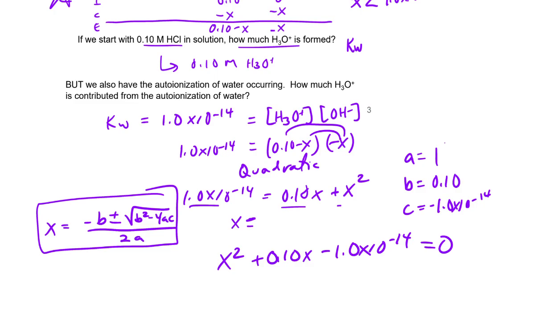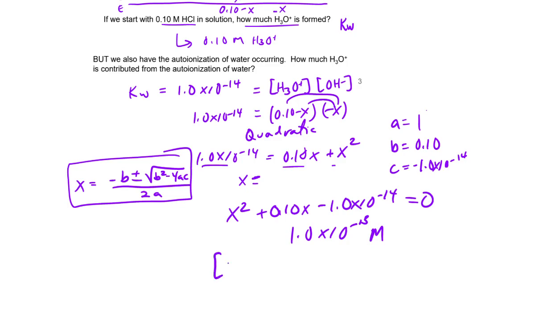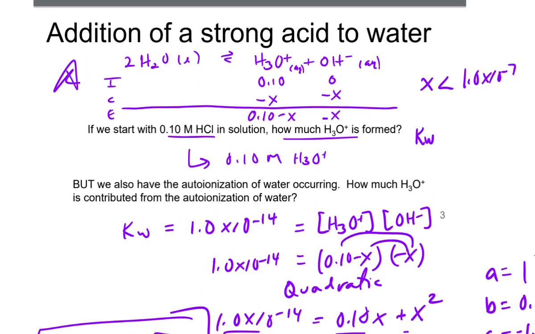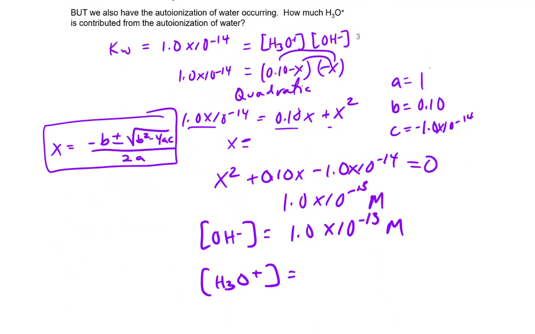Okay, what do we get for x? One times 10 to the minus 13. That sounds correct. Really small number. So in that case, the concentration of OH minus is going to be 1 times 10 to the minus 13. And the concentration of H3O plus, going back to our ice table, is 0.1 minus X, which is 0.1 minus 1 times 10 to the minus 13.